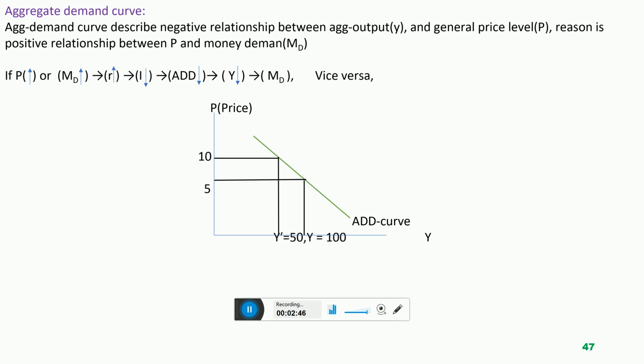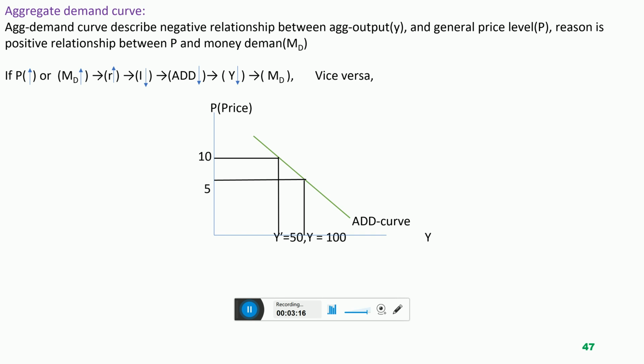The aggregate demand curve is also negatively sloped: a negative relationship between the general price level and aggregate output. If the general price level increases, aggregate output of the economy will decrease. If the general price level decreases, aggregate output of the economy will increase. Now, the logic that we studied in Principles of Microeconomics for the individual demand curve is not working here.